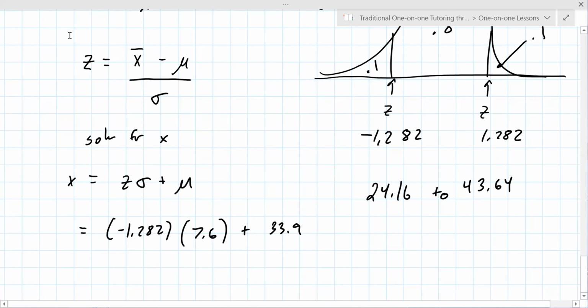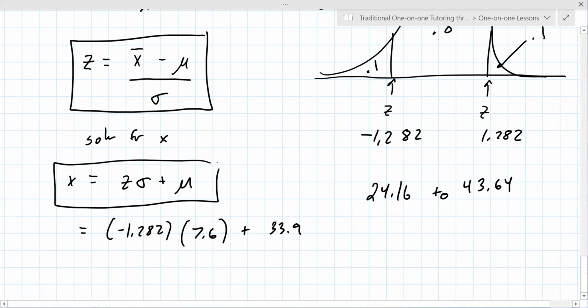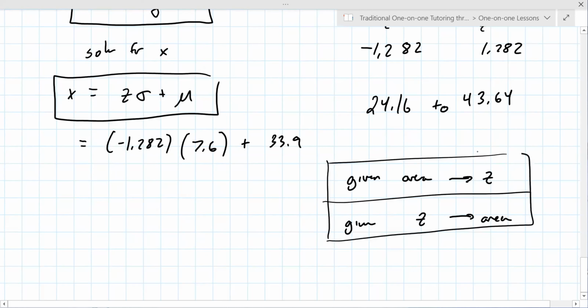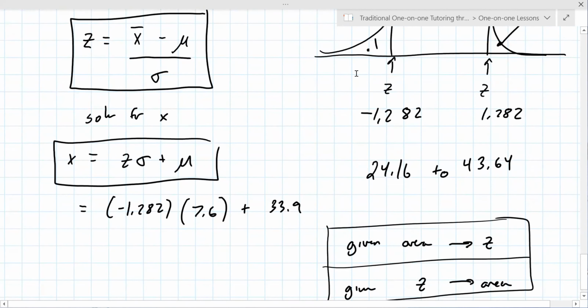So it comes from this formula right here that I'm boxing in. You've seen this before, but sometimes it's solved for the X value that you care about, what you're asking for. And again, be careful. You want to ask yourself, am I given the area to find the Z, or am I given Z to find the area? Those are the two scenarios that come up in this part of the course. In this problem, you're given the area to find the Z value. Okay, that makes sense.